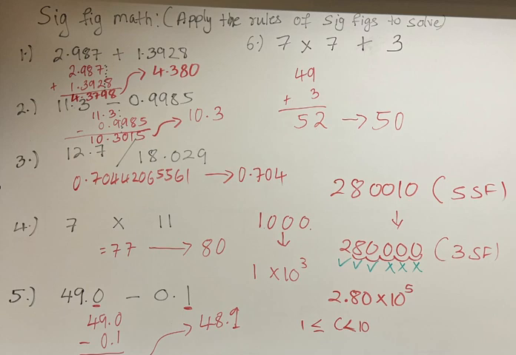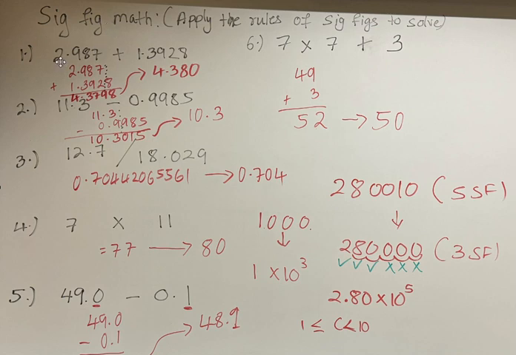Here we have a bunch of calculations of addition, subtraction, multiplication, or division. These problems I have chosen specifically because they identify the kind of situations you could be in where you have to correctly figure out the correct number of sig figs. So let's look at each one of them.